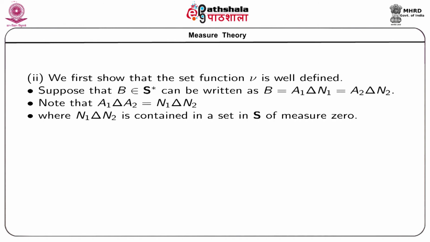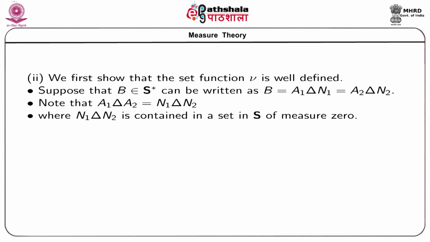Now, we go to the proof of the second assertion. For that, we first want to show that the set function nu is well defined. Suppose a member B of A star can be written in two ways, like B equal to A1 delta N1, which is again equal to A2 delta N2.